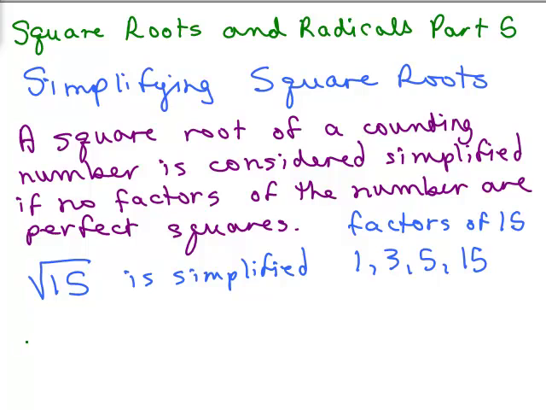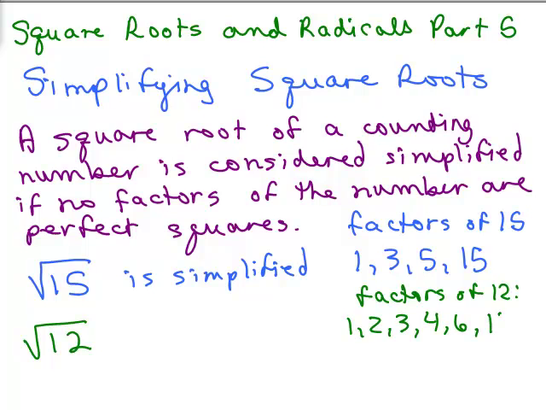Now, let's say we were doing the square root of 12. So let's just list the factors of 12. We would have 1, 2, 3, 4, 6, and 12. So the question is, do any of these factors here, are they perfect squares? And yes, 4 is a perfect square. So this means square root of 12 is not simplified. So that's how you could tell if you list the factors. Now, you don't want to have to go through and list the factors each time necessarily, but I'm just showing you how that works with this definition here.